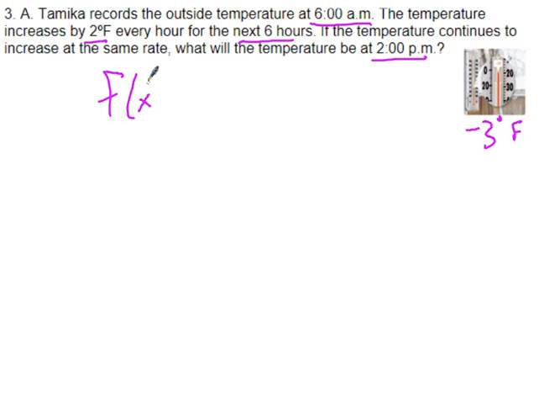So in function notation, I know it's f of x equals. So we always start at, well, what's the rate of change? Well, the rate of change is 2 degrees every hour, so we're going to have x be the amount of hours. And then the y-intercept has always been, well, where did it start? Well, it started at -3 degrees. So I started at -3 degrees, but then I'm increasing, which is why this is positive, by 2 degrees every hour. So this is my equation.